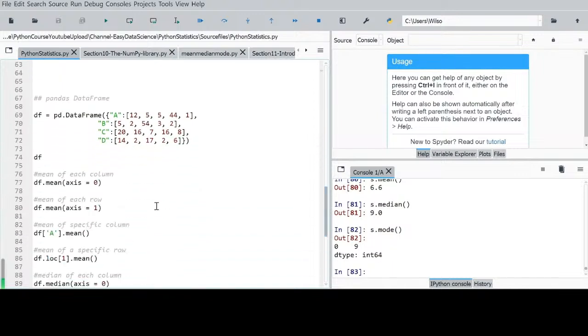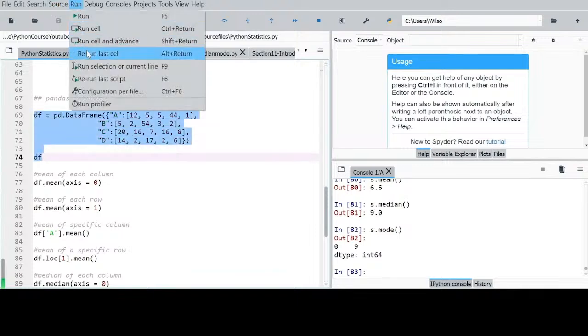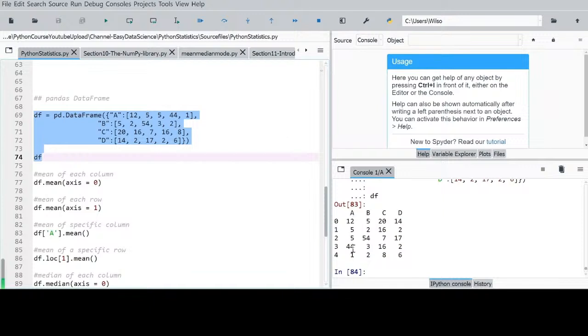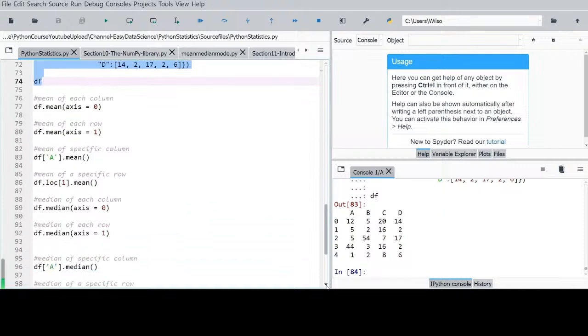And for pandas data frame, first create a data frame. There are 4 columns A, B, C, D, and 5 rows with the index 0 to 4. All the elements are numeric. So we first calculate the mean of each column of this data frame. So we have to use the dataframe.mean function. Then inside the option, we have to specify axis equals 0.